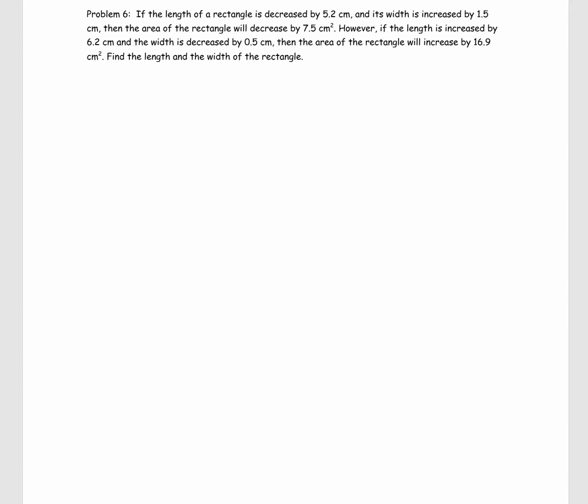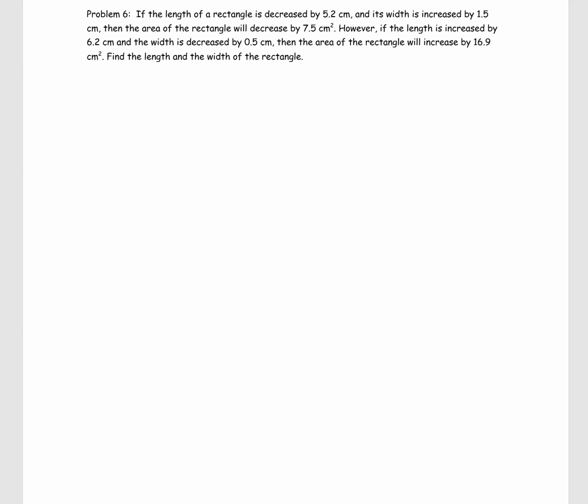Problem 6 says if the length of a rectangle is decreased by 5.2 centimeters and its width is increased by 1.5 centimeters, then the area of the rectangle will decrease by 7.5 centimeters squared. However, if the length is increased by 6.2 and the width is decreased by 0.5, then the area increases by 16.9 centimeters squared. Then it asks us to find the length and width of the rectangle.